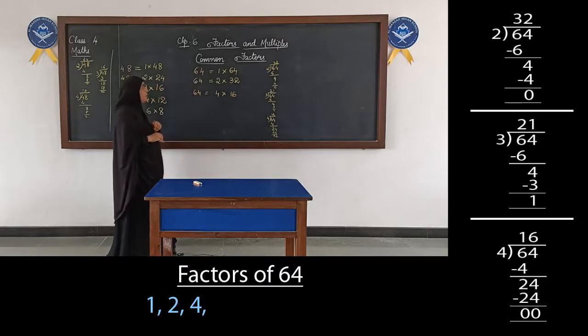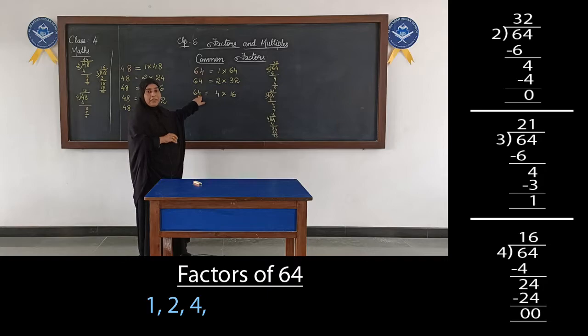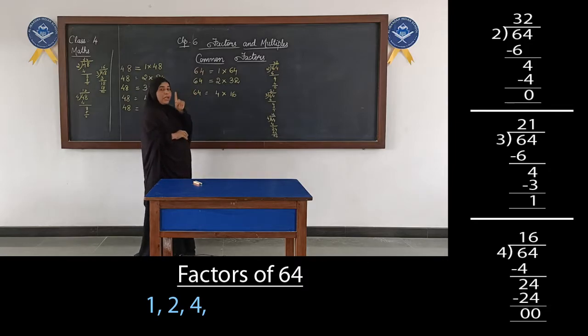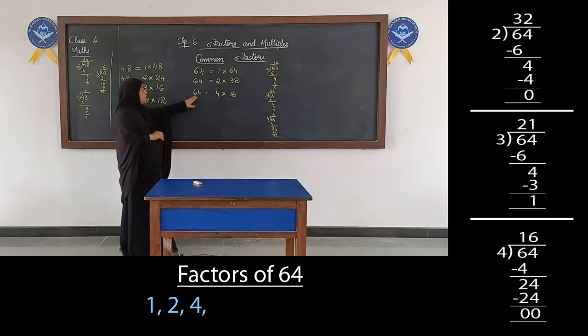Okay. Then, do we find 64 in the table of 5? If we divide 64 with 5, it will leave a remainder. We have 60. 12 into 5 is 60. And 13 into 5 is 65. But we don't get 64. If we divide 64 with 5, it will leave 1 as the remainder. So 5 is not a factor of 64.